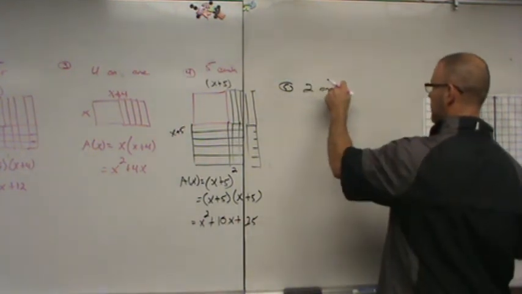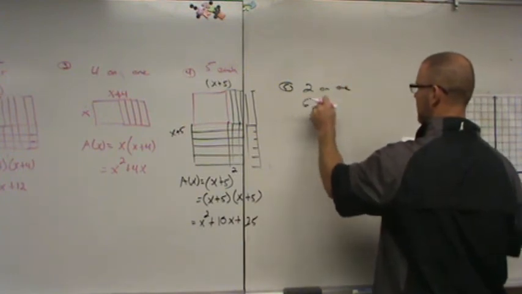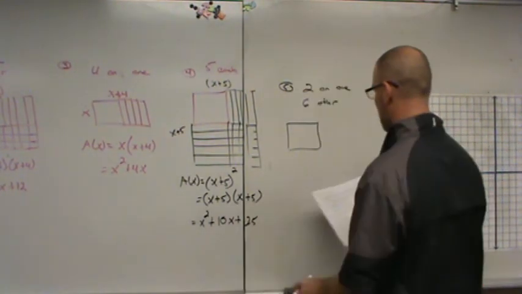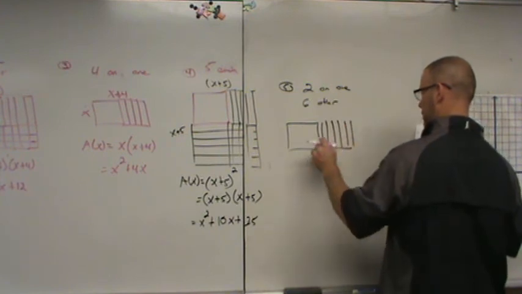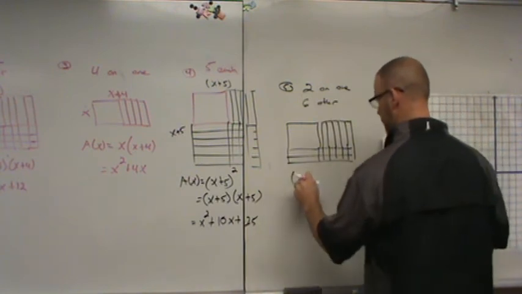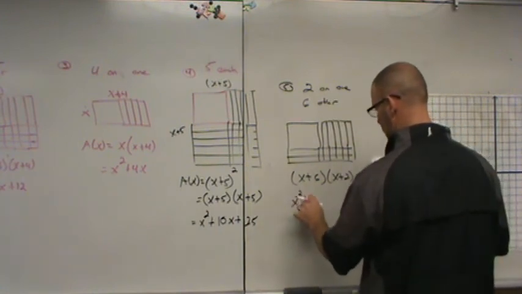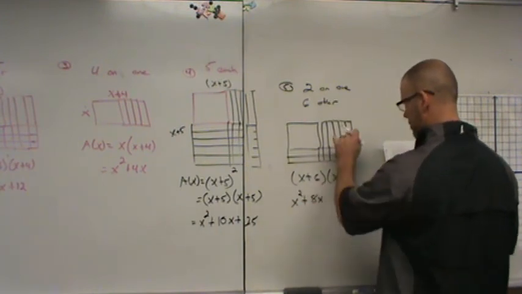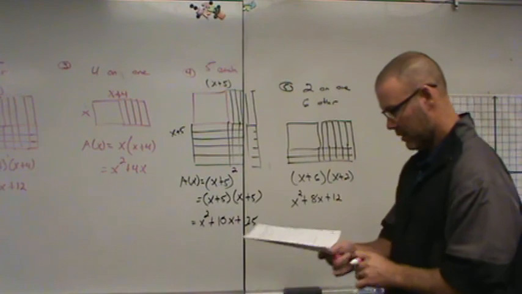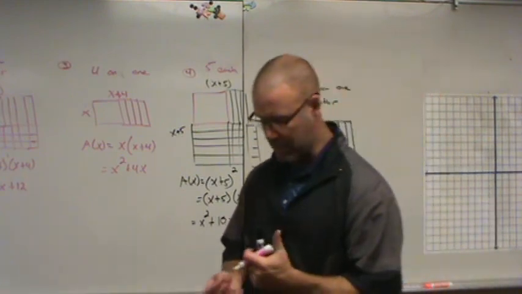5 says 2 on 1 and 6 on the other. Pause it and try and draw that. Okay? Again, it should be 6 on 1, 2 on the other. X plus 6, x plus 2. X squared plus 8x's, 6 on one, 2 on the other, plus 12 single units. All right? So there is part A, and I will continue next with part B.